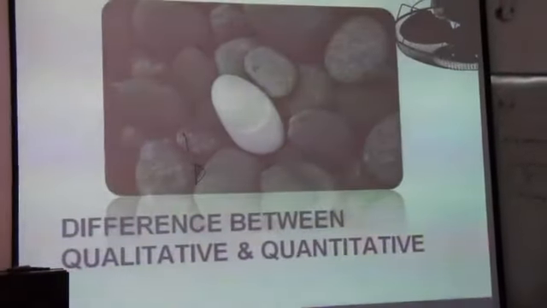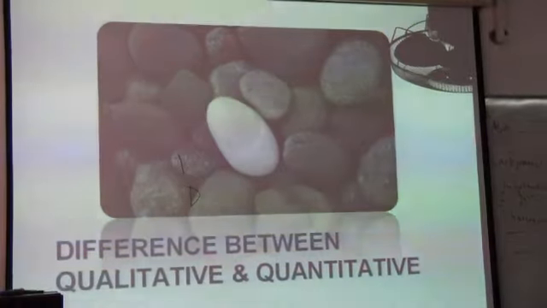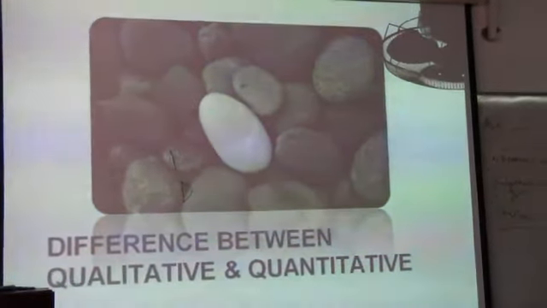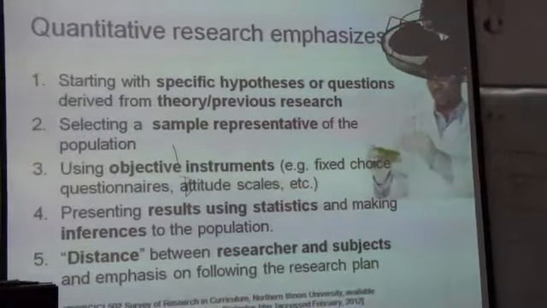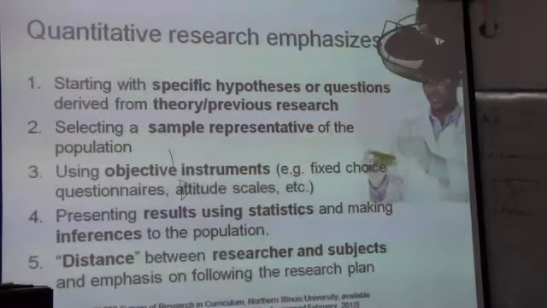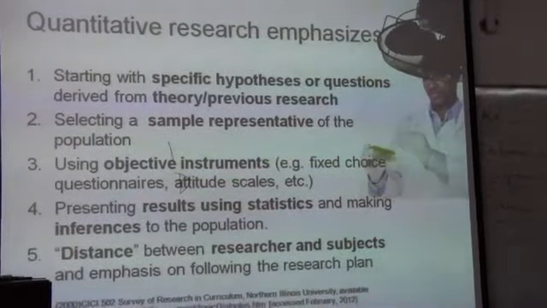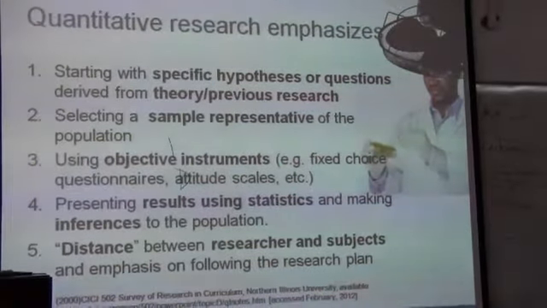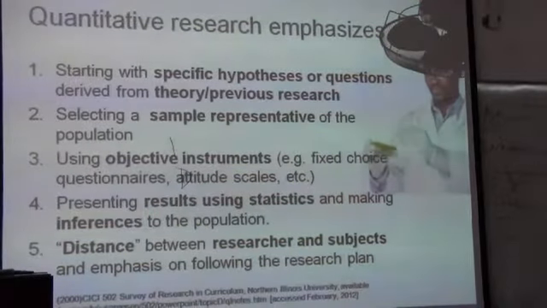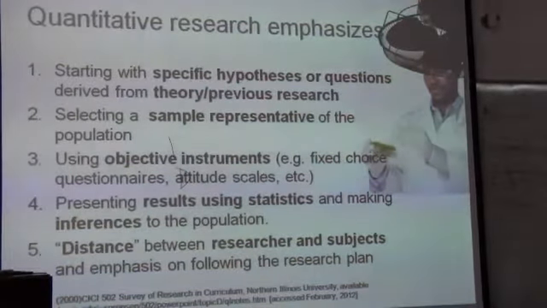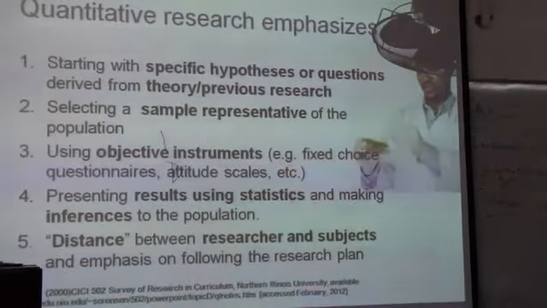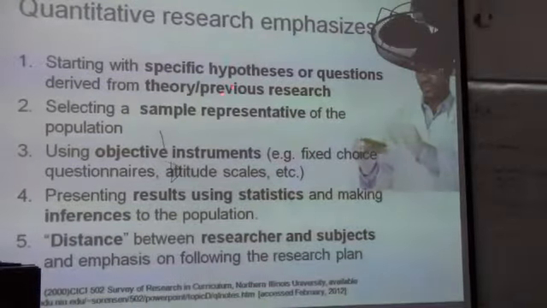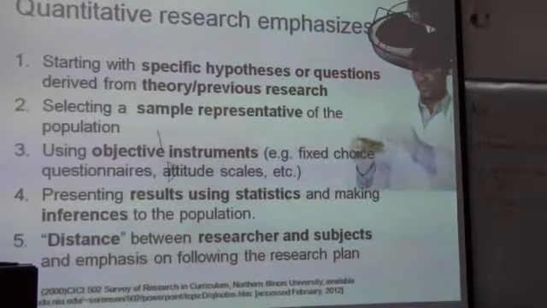Now to start off, it is better to understand the difference between quantitative and qualitative research. Quantitative research, which I think you have seen by now, usually focuses on hypotheses or questions which are derived from a theory or previous research. So they usually follow a research plan, and the research plan will spell out what they are supposed to do. So in quantitative research, there's always a hypothesis or research questions which are a framework of how to do the research. They like to also focus on a sample representative which is drawn from the population.